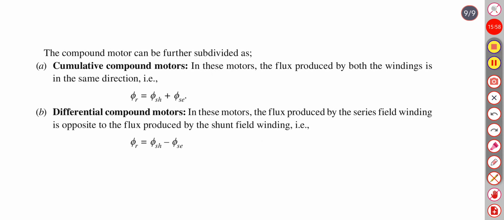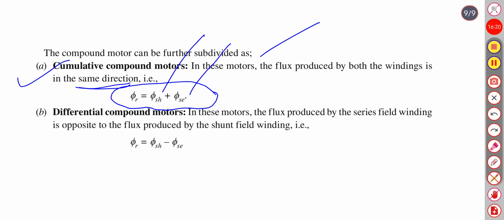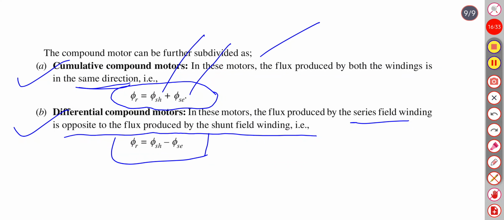The compound motor can be further subdivided. One is the cumulative compound motor. In this motor, the flux produced by both the windings is in the same direction. So the total flux phi will be phi sh plus phi ac, the flux produced in the shunt field and the flux produced by the series field. In the differential compound motor, the flux produced in the series field winding is opposite to the flux produced in the shunt winding. So the resultant flux will be phi sh minus phi ac.